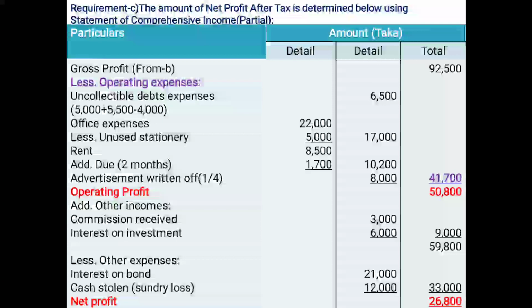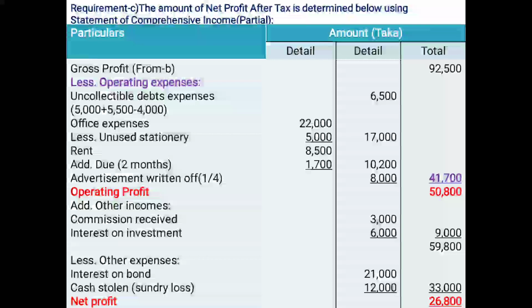So dear learners, at this moment operating profit is taka 50,800. How to solve it? 92,500 minus 41,700, that is operating profit taka 50,800. And now add other incomes. From the trial balance we can get it. Commission receipt is on the credit side, taka 3,000. Another item, interest on investment from adjustment, is accrued, taka 6,000, written in other income. So total other income is to be written in the outer column, 9,000. Now the total amount of profit is 59,800.